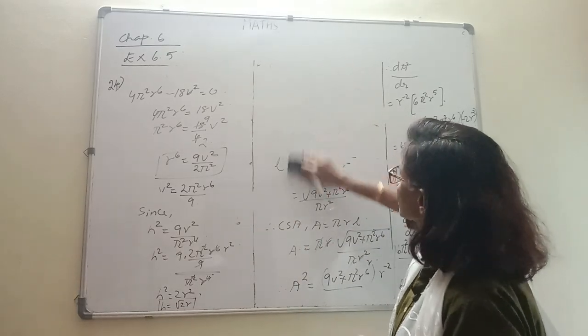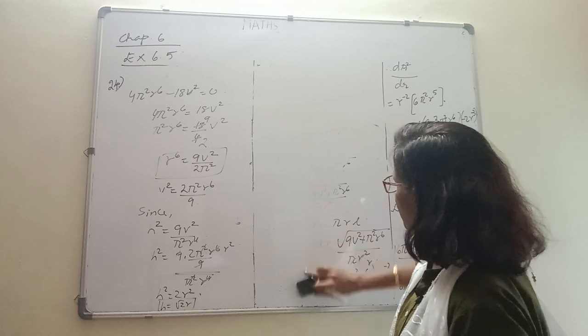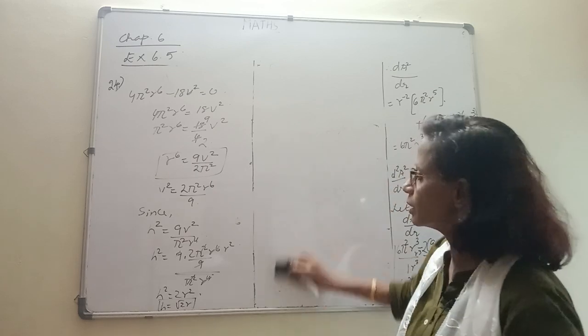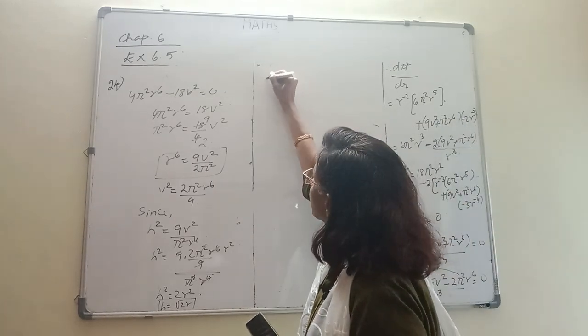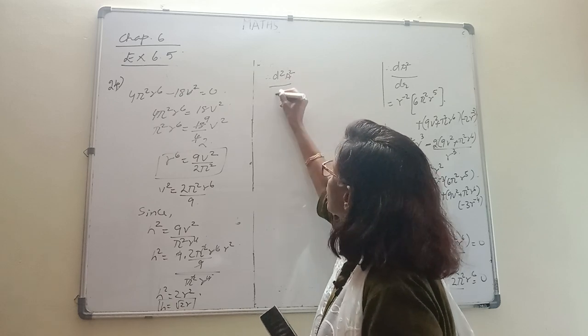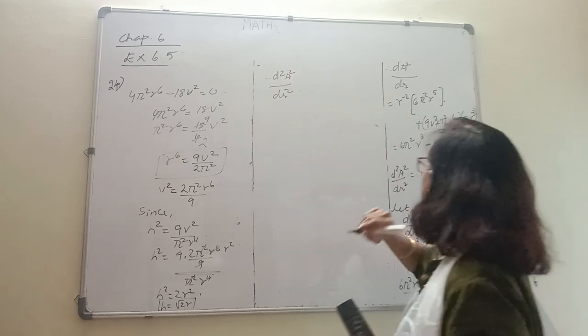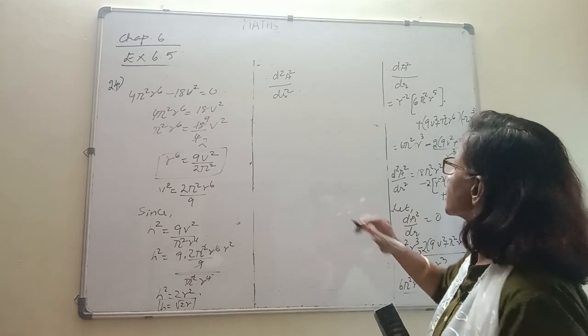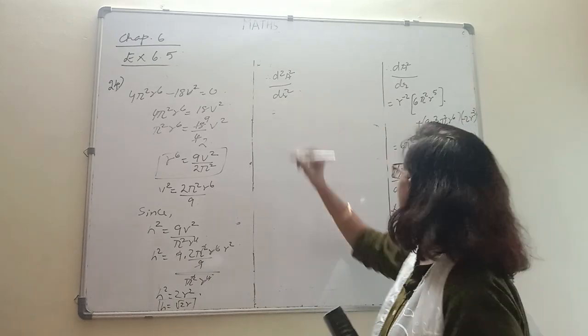Least curved surface, isn't it? So that we will ensure and show that. Then only we'll be able to conclude the problem. So let's say, therefore, d squared a squared by dr squared. Yeah, that we will ensure once again.